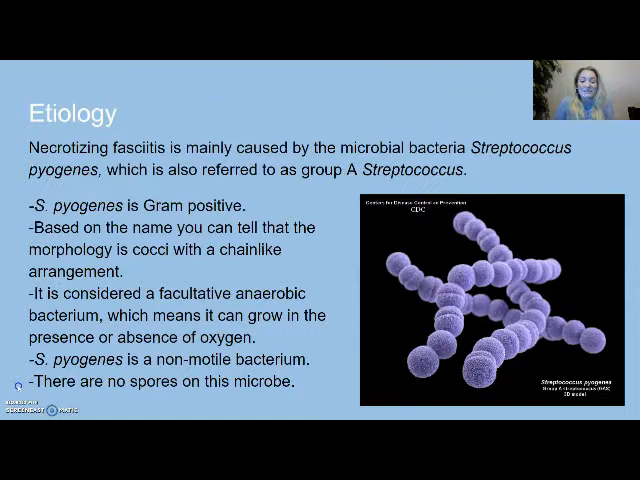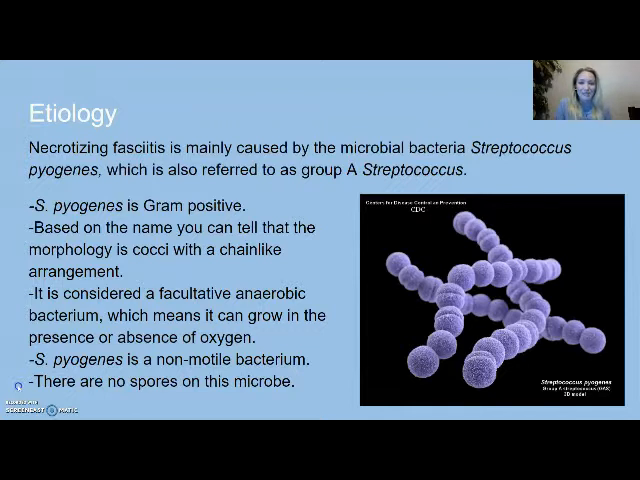Necrotizing fasciitis is mainly caused by the bacteria Streptococcus pyogenes. It's mostly known for causing strep throat, toxic shock, rheumatic fever, cellulitis, and of course, necrotizing fasciitis. This group is referred to as A streptococcus. It's gram-positive, and based on the name, you can tell the morphology is coccus with a chain-like arrangement.